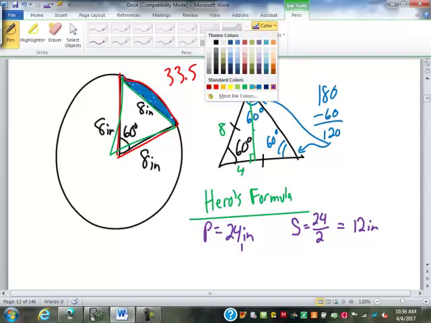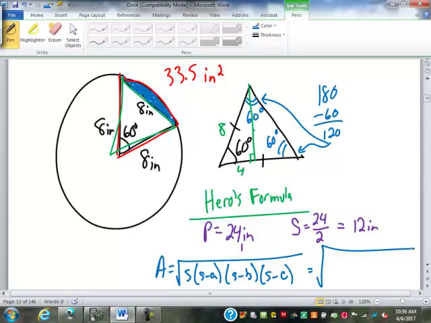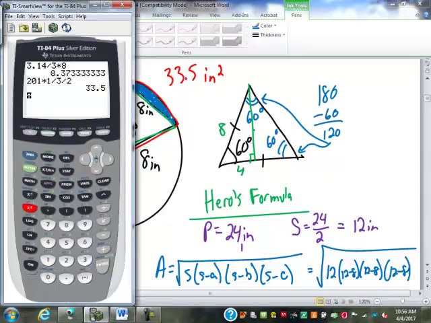So then, area, remember, is equal to the square root of the semi-perimeter times semi-perimeter minus side A times semi-perimeter minus side B times semi-perimeter minus side C. So that would be the square root of 12 times 12 minus 8 times 12 minus 8 times 12 minus 8. Otherwise known as the square root of 12 times 64, which is 27.71, correct?